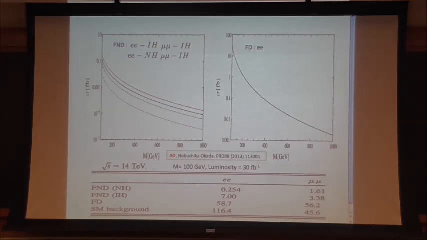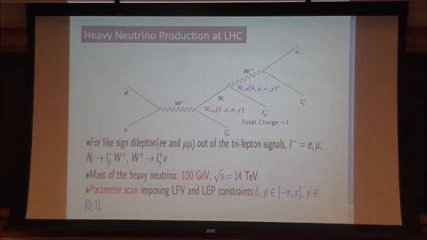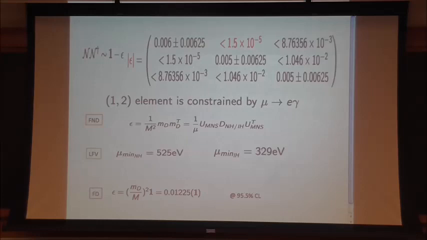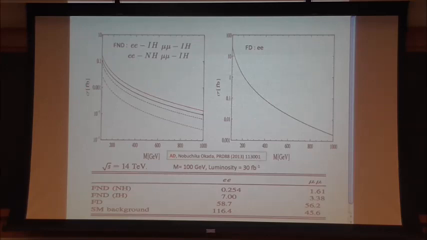First, we show you the cross section for the fixed parameter region. What we did in this slide: using these parameters, we got these cross sections like electron-electron inverted hierarchy, and then this is the mu-mu inverted hierarchy. This is the electron-electron normal hierarchy, and this is the mu-mu normal hierarchy. And this is the flavor diagonal case for electron-electron, or you can say that it's a dilepton.